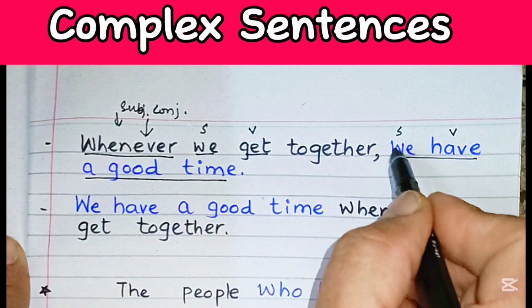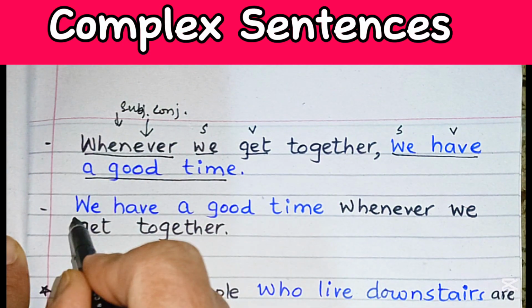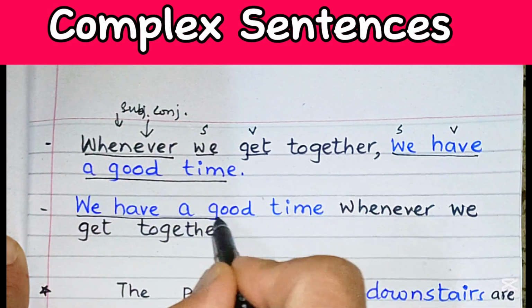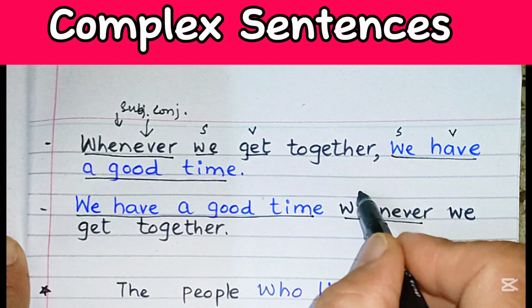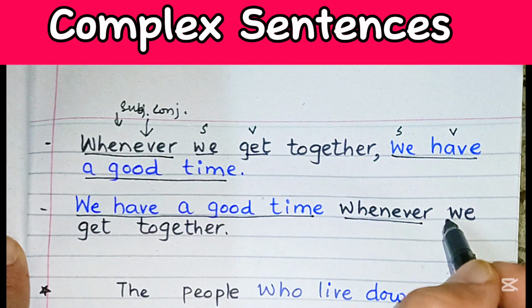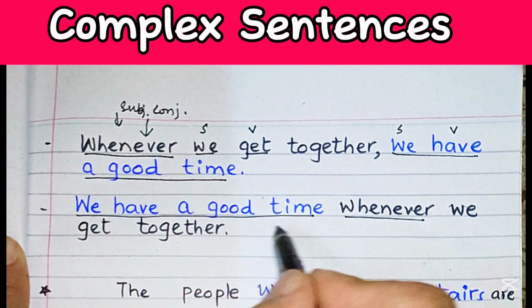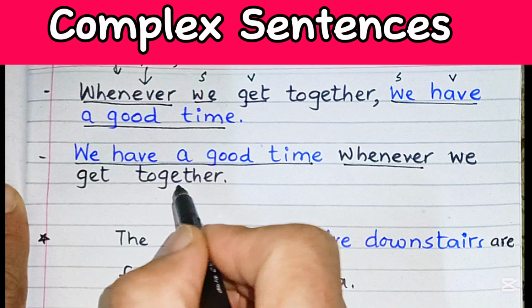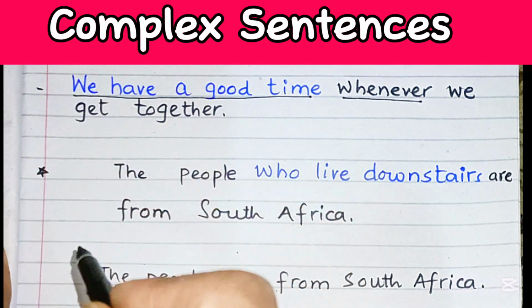So this is quite a right way of writing the sentence, but it can also be rewritten or spoken like this: "We have a good time whenever we get together." Over here the independent clause comes first and it is connected with the help of this subordinating conjunction, whenever. So "whenever we get together" is a dependent clause. It makes another complex sentence.